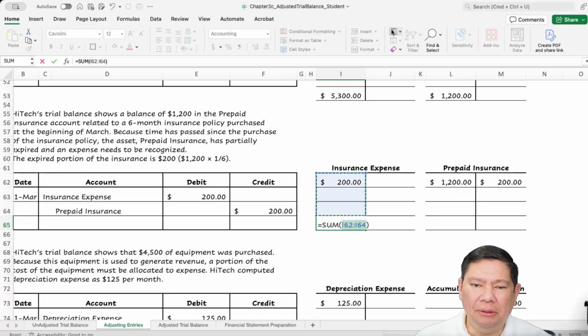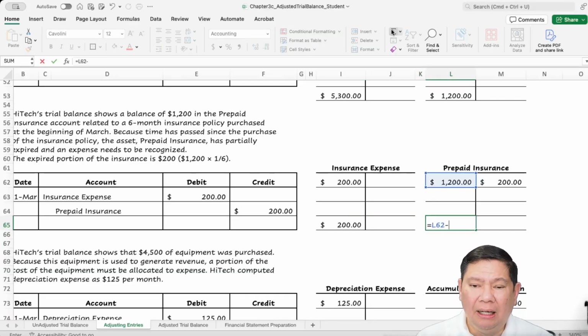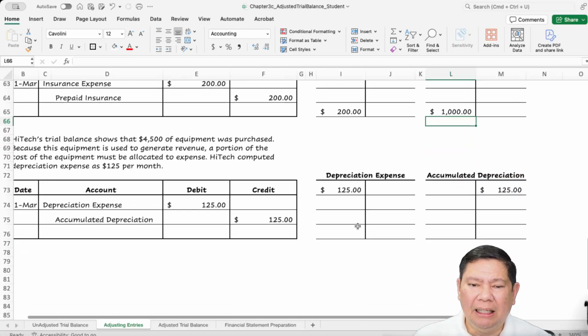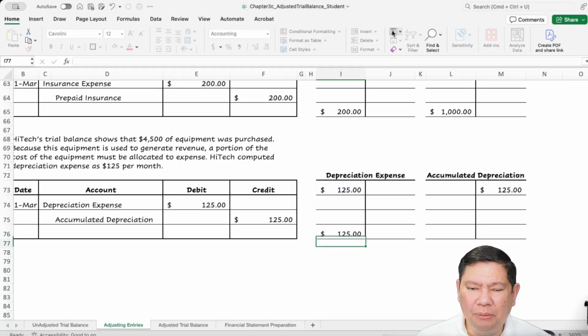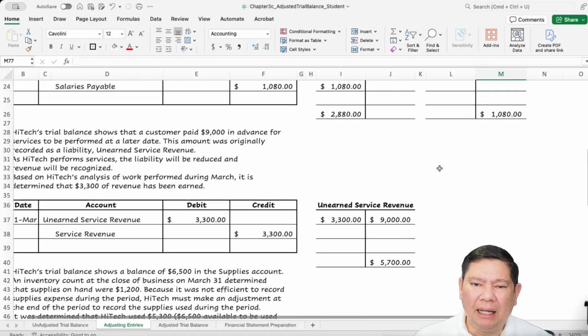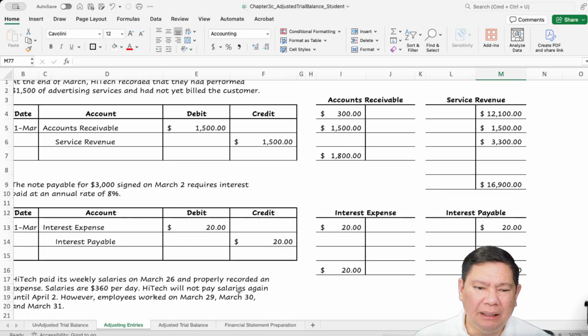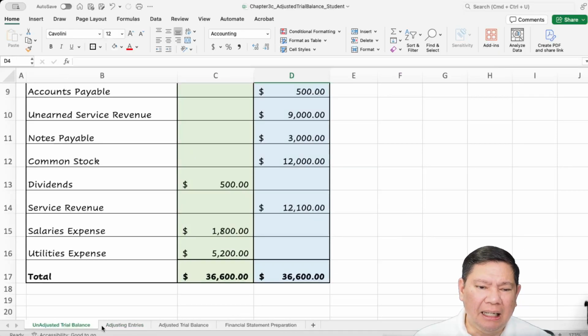Insurance expense is new. The prepaid insurance, which is an asset, originally it was for 6 months, 1,200. We have been covered for 1 month, and then we still have 5 months left, $1,000. Depreciation expense is new, and accumulated depreciation is new. Once we have calculated all these ending balances, we can create the trial balance like the unadjusted trial balance.